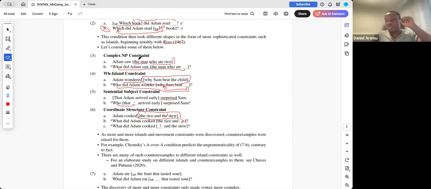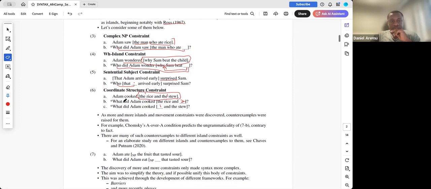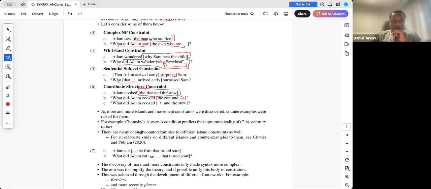As for the rice did not move from inside the island. It is base generated. It is merged in that high position. It didn't move from anywhere. That's why it is grammatical. So you can use islands to argue for movement and non-movement. Whenever an island is violated, it involves movement. And when it is not, it involves base generation. Okay, so let's move on.